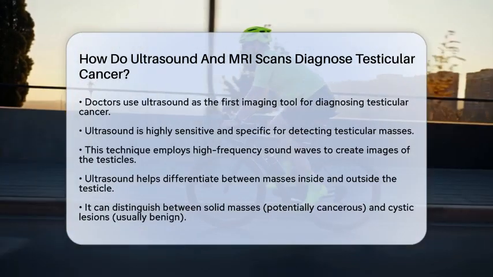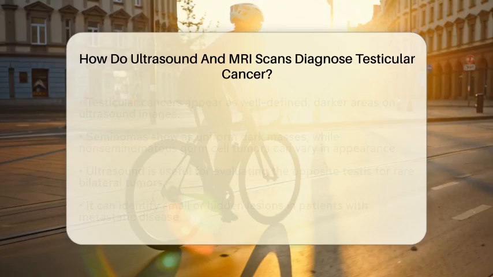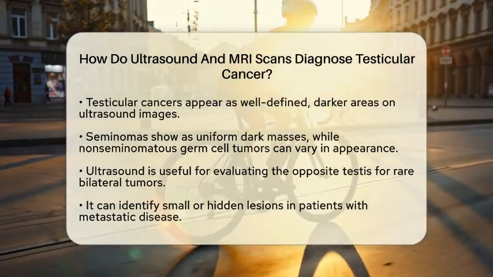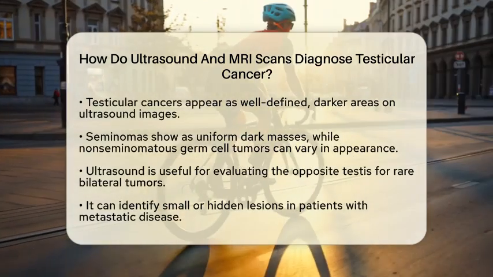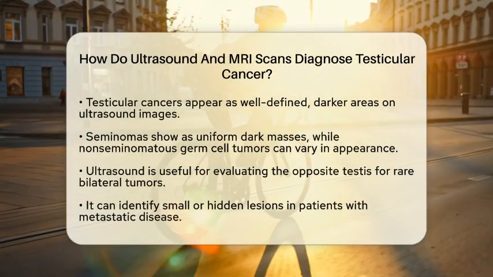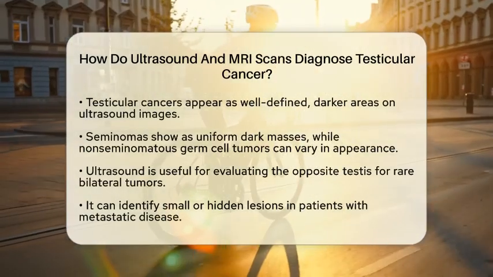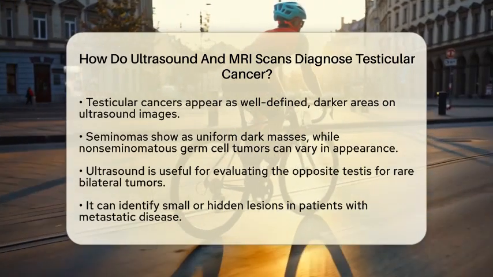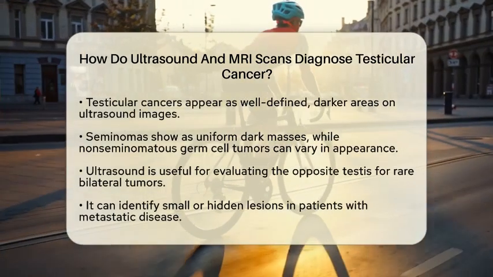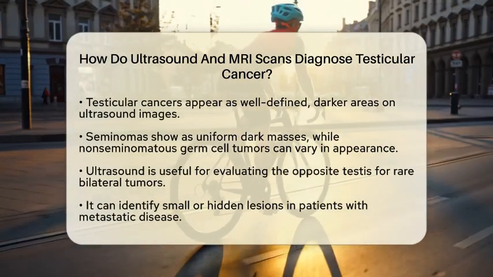Ultrasound can also distinguish between solid masses and cystic lesions. Solid masses may indicate cancer, while cystic lesions are usually benign. When looking at testicular cancers, they typically appear as well-defined, darker areas on the ultrasound images compared to normal testicular tissue. For example, seminomas often show up as uniform dark masses, while non-seminomatous germ cell tumors can appear more varied, sometimes with calcifications or fluid-filled areas.